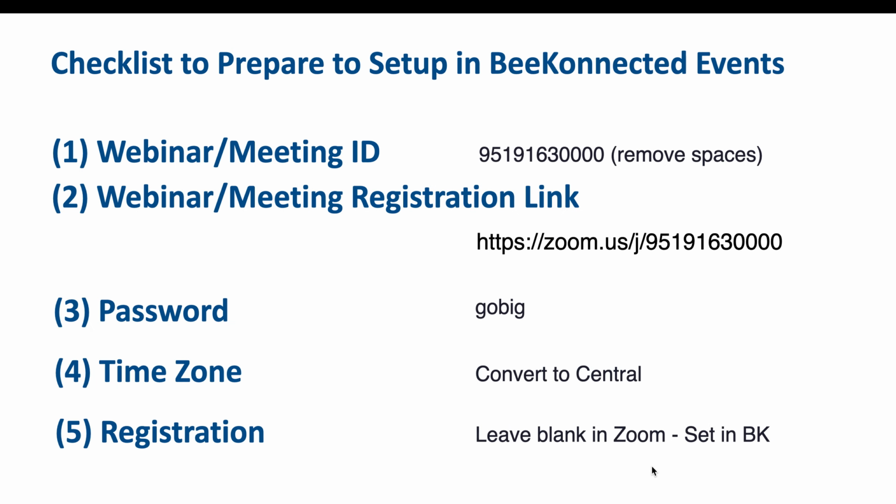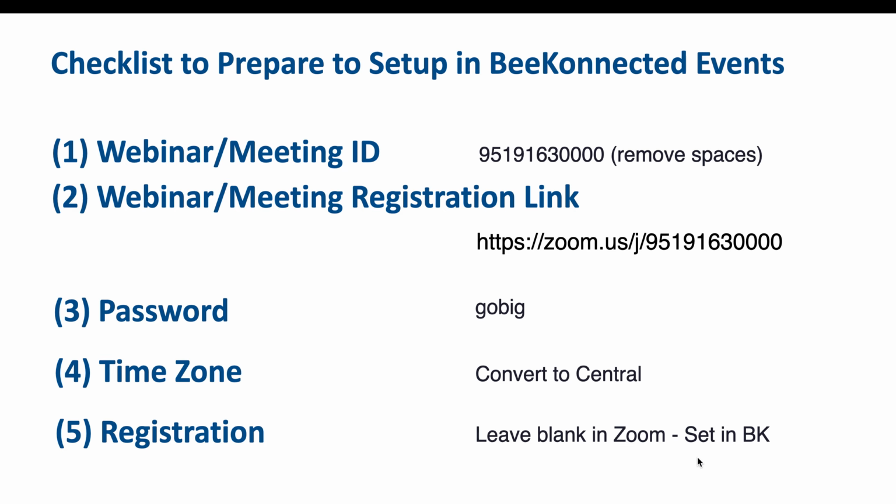So here is your checklist to prepare to set up for a BeeKonnected event. You need your webinar and meeting ID. The important part about that is you need to remove the spaces when you paste it into the BeeKonnected event. The next is your webinar meeting registration link. The next is your password. You want to remember that when you get on BeeKonnected, you want to convert to the Central Time Zone, and registration, you're going to leave blank in Zoom, and you're going to set this up in BeeKonnected.